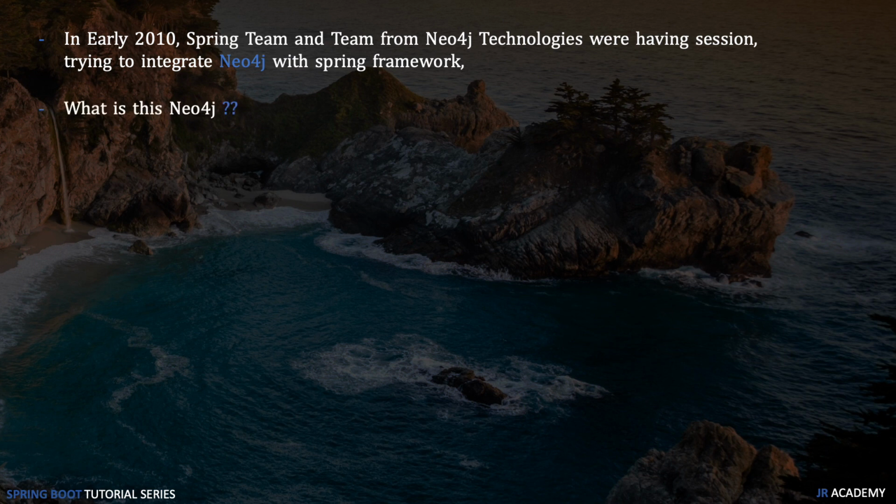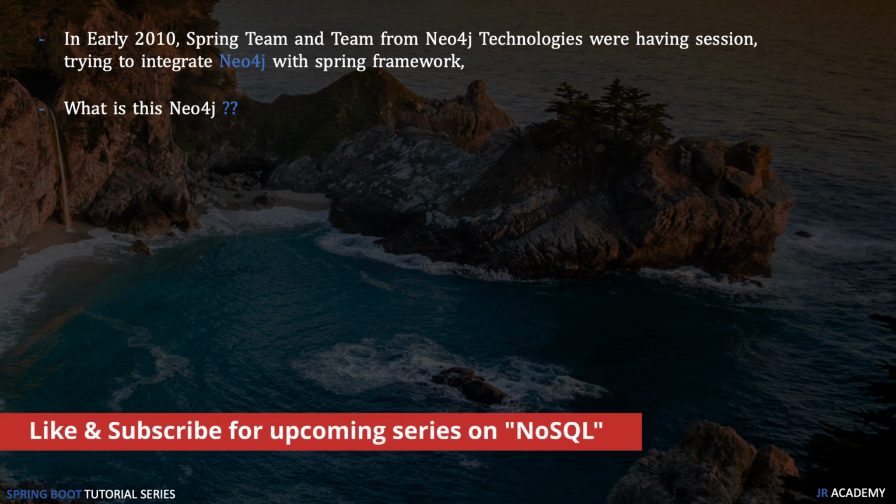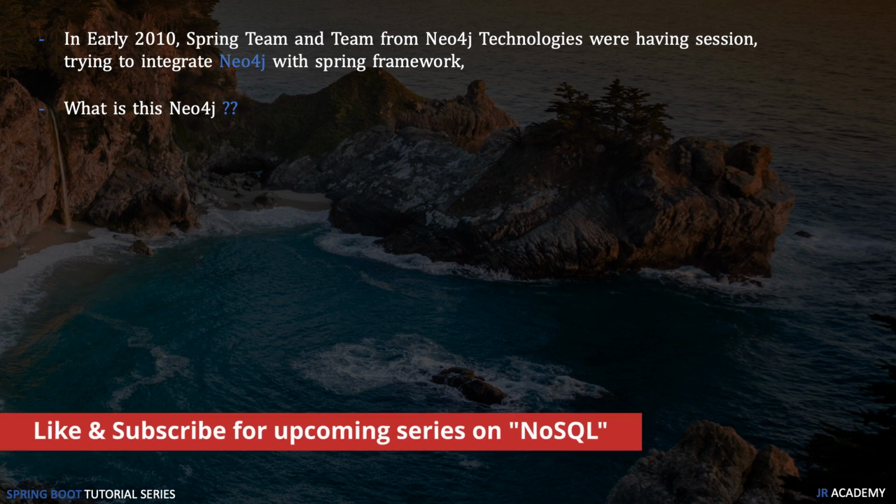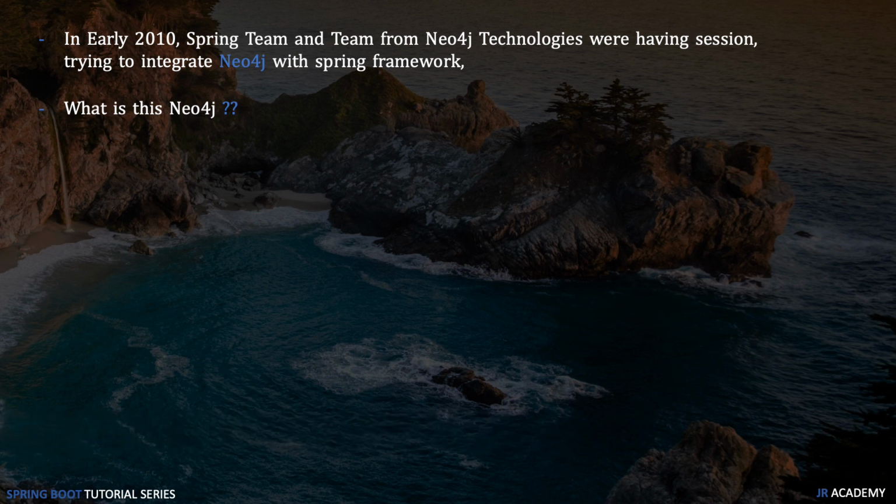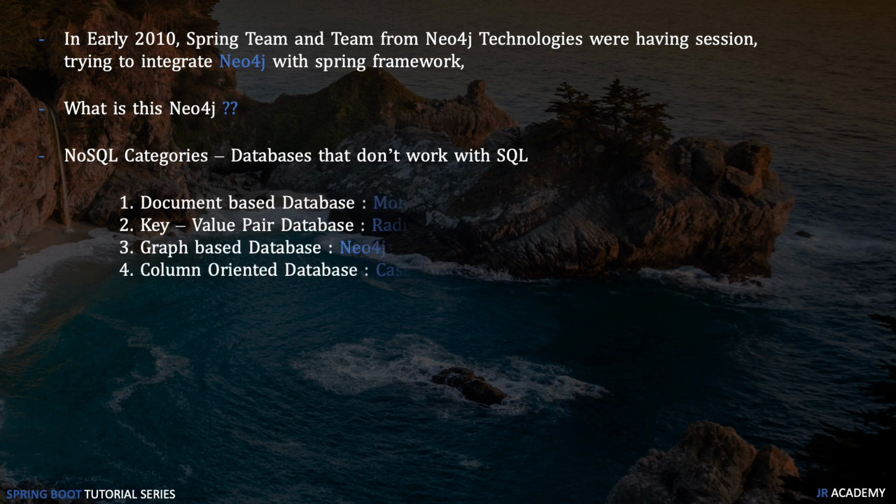I'm going to create a tutorial series on Neo4j too, and I have already given a little bit of information on various NoSQL technologies in my previous tutorial, and I'll put a link in the description for that. But now just understand one thing: NoSQL databases are databases which don't work with SQL. There are a few categories in NoSQL databases, such as document-based databases. Our MongoDB is a document-based example. Then we have Redis server, which is a key-value pair database. Then we have Neo4j, which is a graph-based database, and we have Cassandra, which is a column-oriented database.